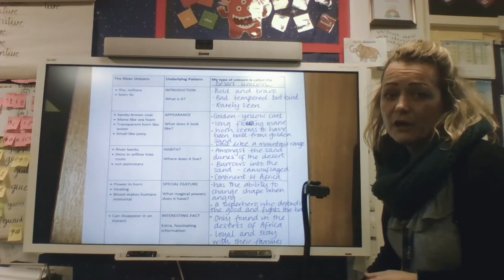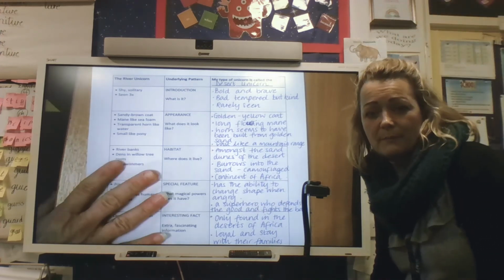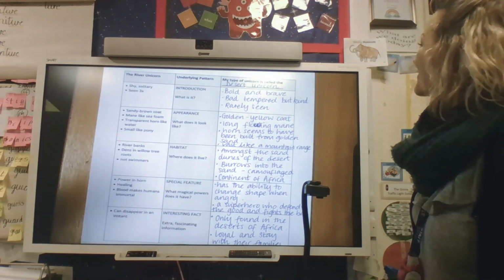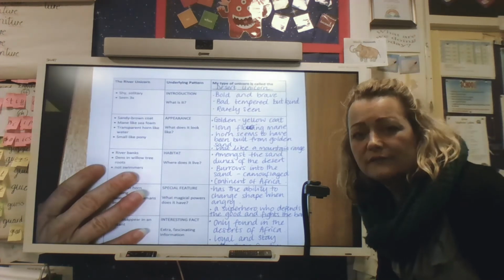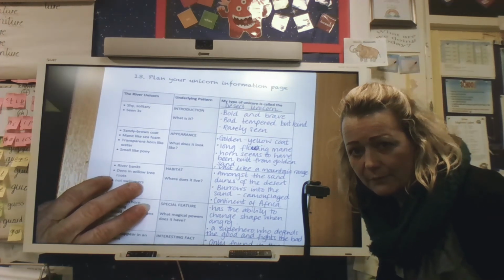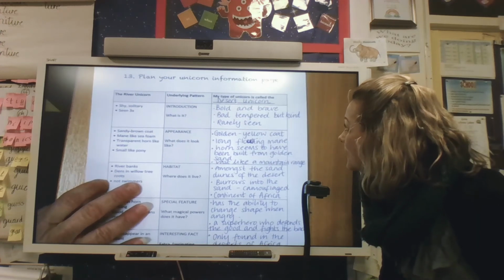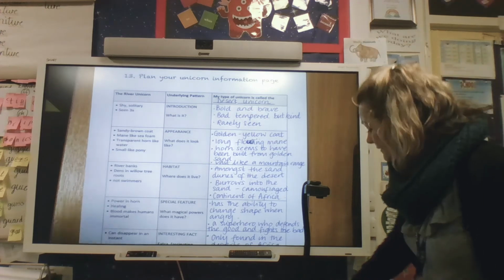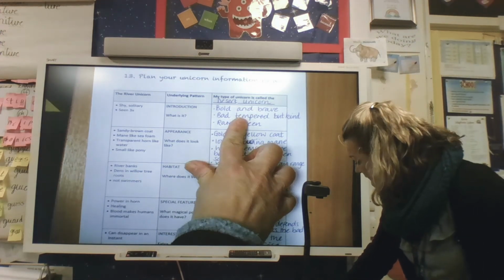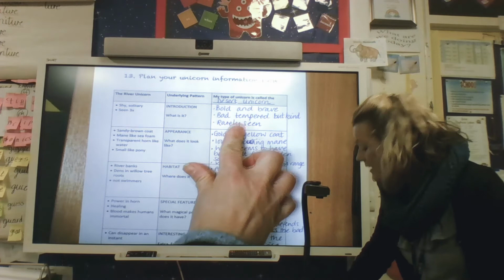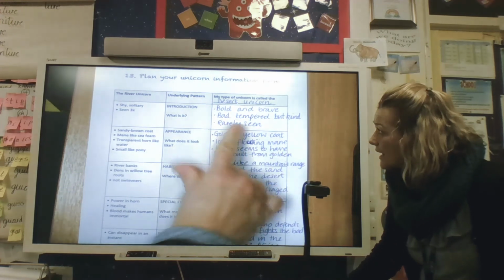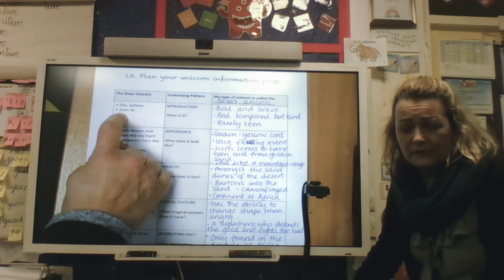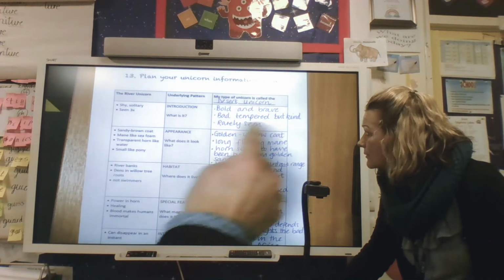So hopefully you can read them up on the screen. I've got them up on my visualizer here, that's my hand showing on the visualizer. So if I read through what I've done for each one of these boxes, that might help you a little bit more with what you're going to be doing today. So for my desert unicorn, I've said that my desert unicorn is bold and brave, bad-tempered but kind, rarely seen. I'm picking up on the information that was given about the river unicorn for the introduction. So these are the details that I will include.